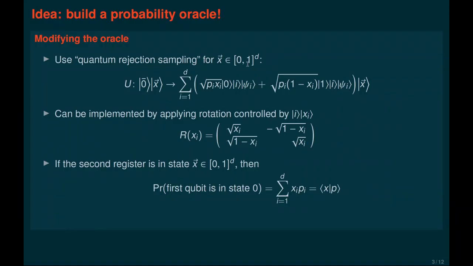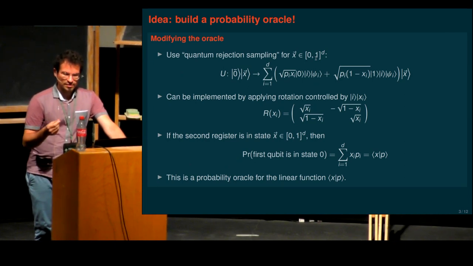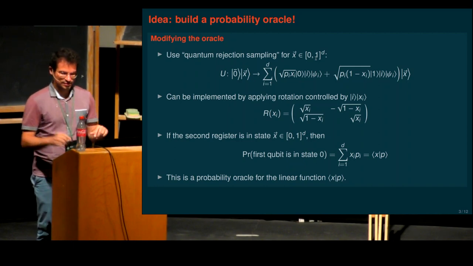And now, as you can expect, we will later put it in uniform superposition and do Jordan's algorithm, but we are not quite there yet. So the end goal is that we want to apply Jordan's algorithm, which is preparing uniform superposition over every grid point and then applies the phase. Well, we don't have a phase, we have a probability oracle, but we will get there. So what we managed to construct is a probability oracle where this acceptance probability is a linear function of x, this extra register that you added. It is just x times p. This is a nice linear function.